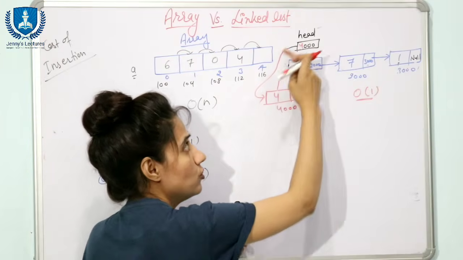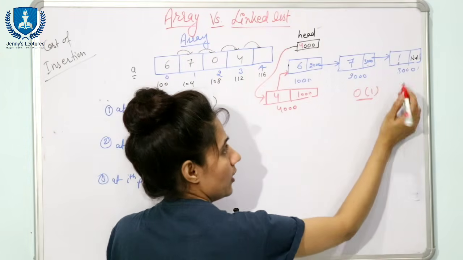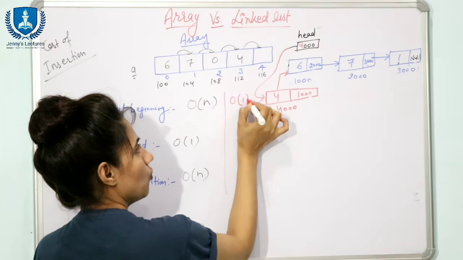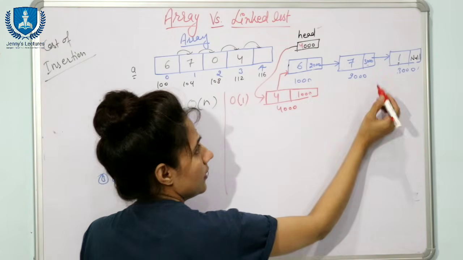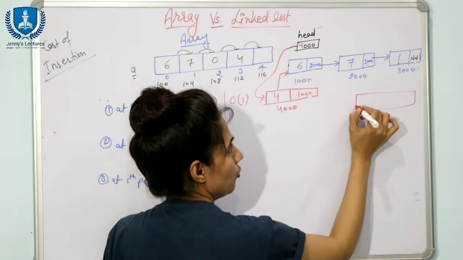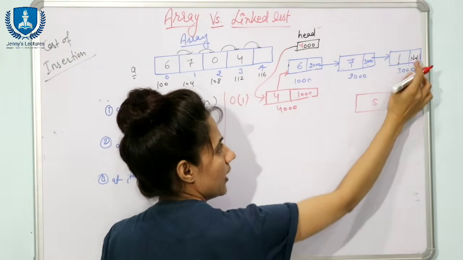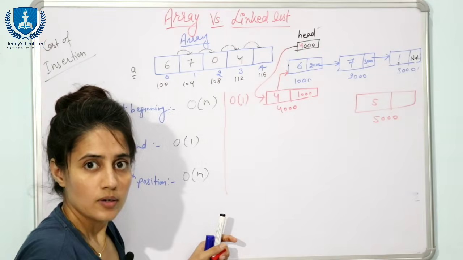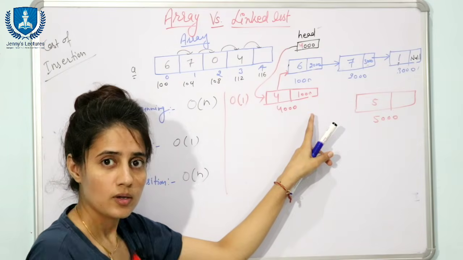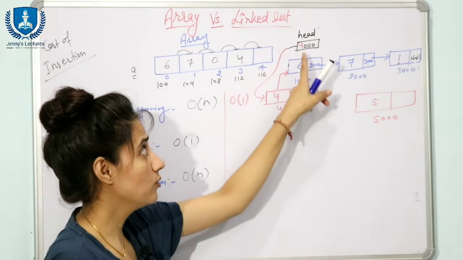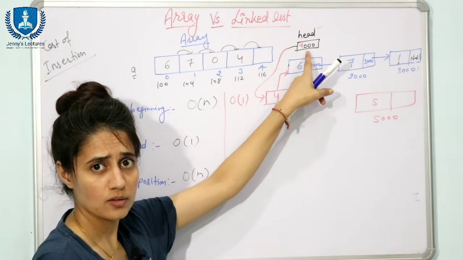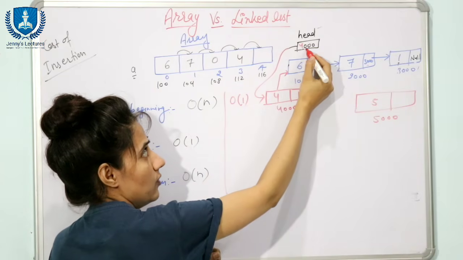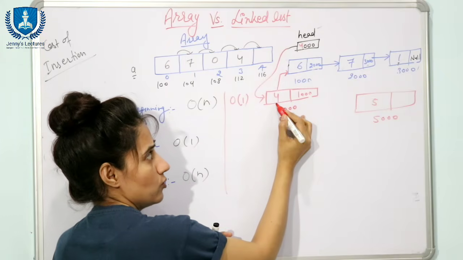But here you have to traverse. First of all, suppose insertion at the beginning in a linked list is order of 1, right? Now suppose you want to insert a node having value 5 at the end, and suppose the address is 5000. You cannot directly insert here, because when you are writing a program, we have only the head pointer value, that is 4000. So here we can reach this location 4000.